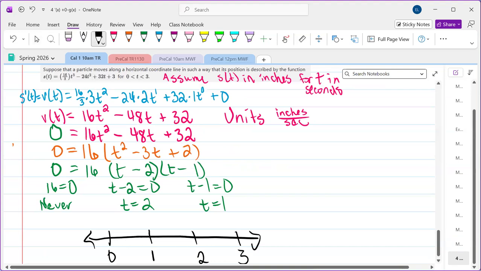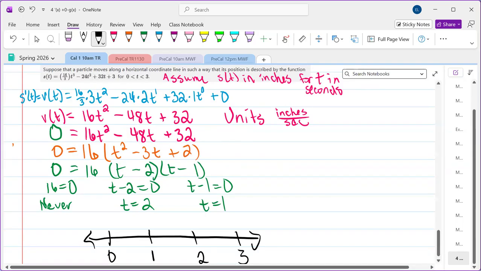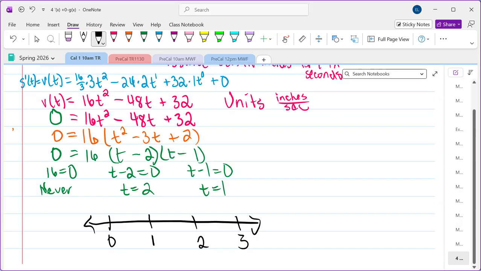Now, the original problem limited our time from 0 to 3 seconds. So that's why I put 0 and 3 on my number line. And then the 1 and the 2 we found are the other numbers. So now we just have to figure out what the velocity is doing between each of these numbers.